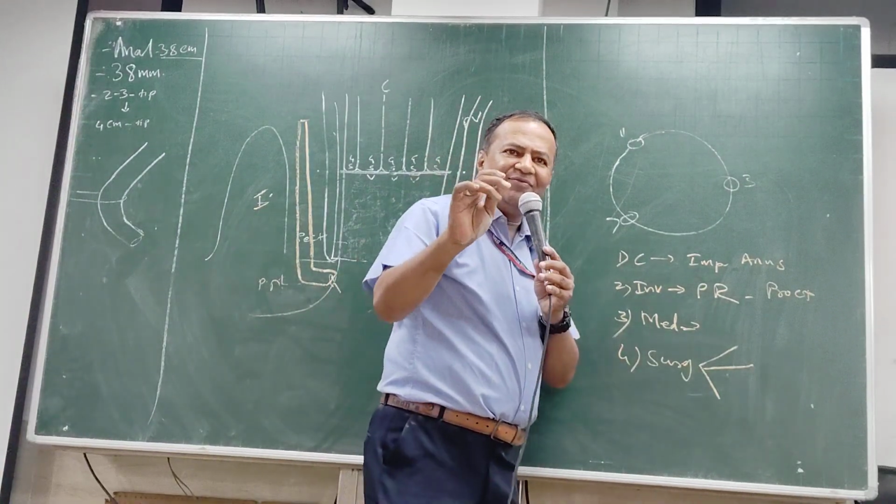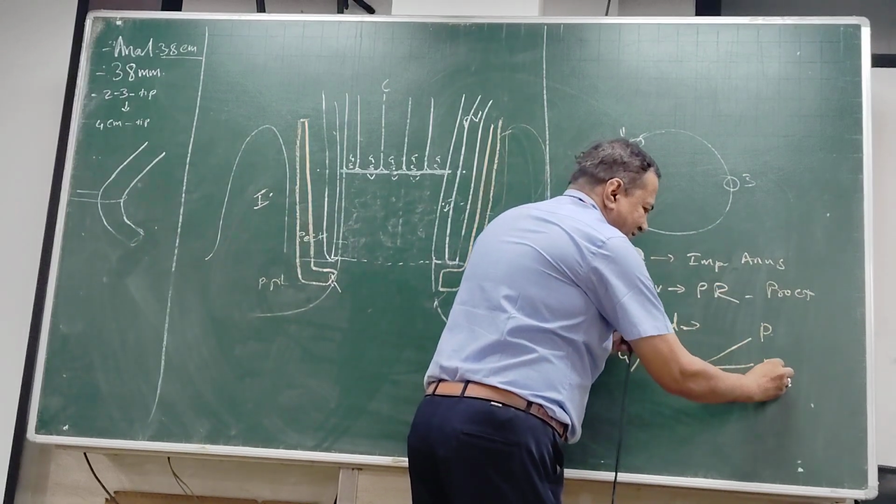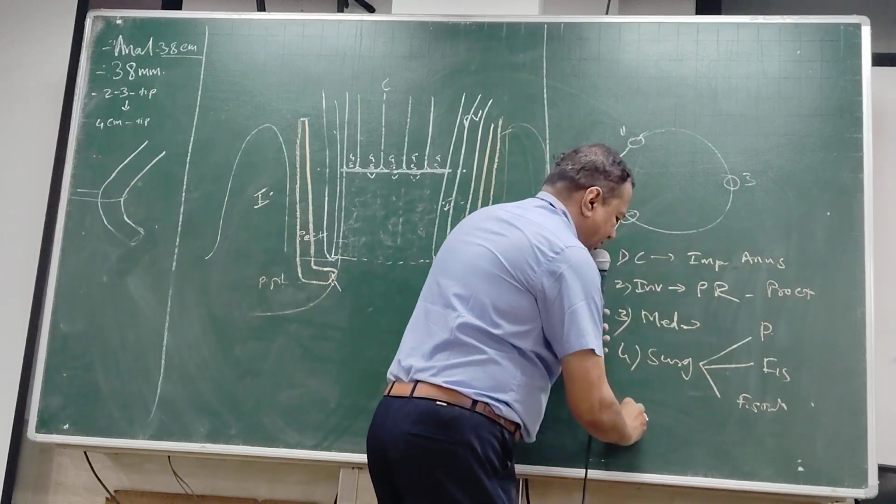So they survived only on 3 things. 3 surgical anatomy: piles, fissure, fistula. Piles, fissure, fistula.